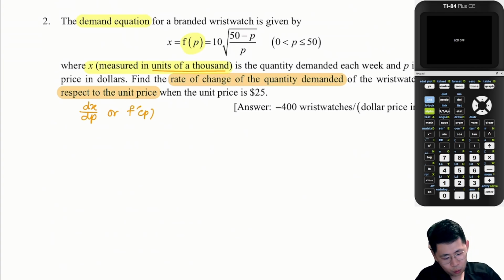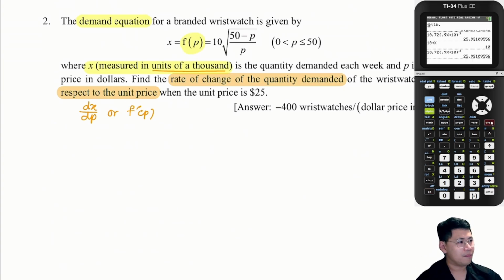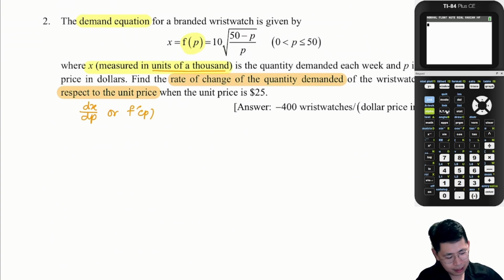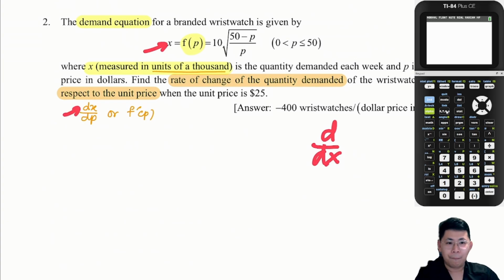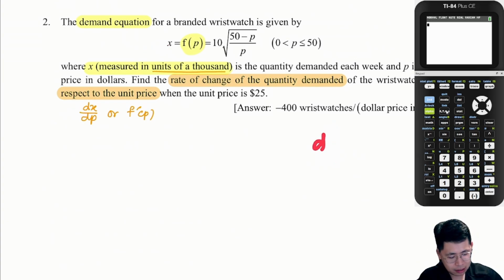Okay, so when the unit price is 25, the value that I'm going to differentiate at is 25. Let's turn it on. It's going to be a bit confusing, because in our calculator it is defined as d dx, but over here the x is going to be on top. You don't need to care, because the calculator is not that smart. You just need to replace x with p in your brain, so d dp is actually like d dx.